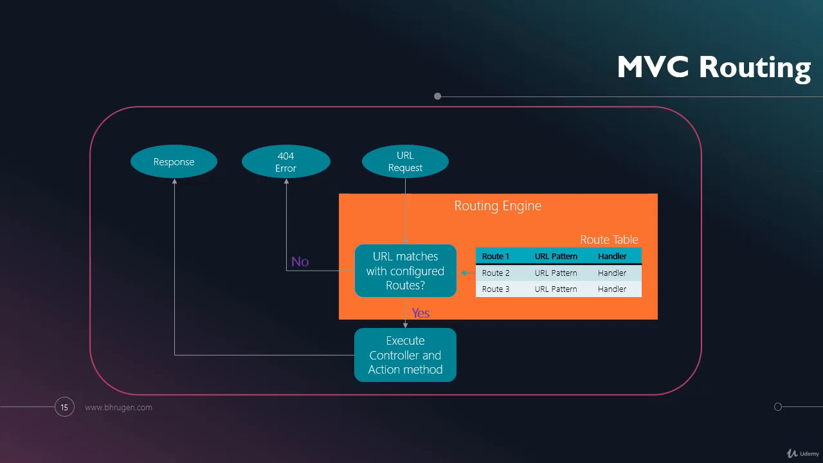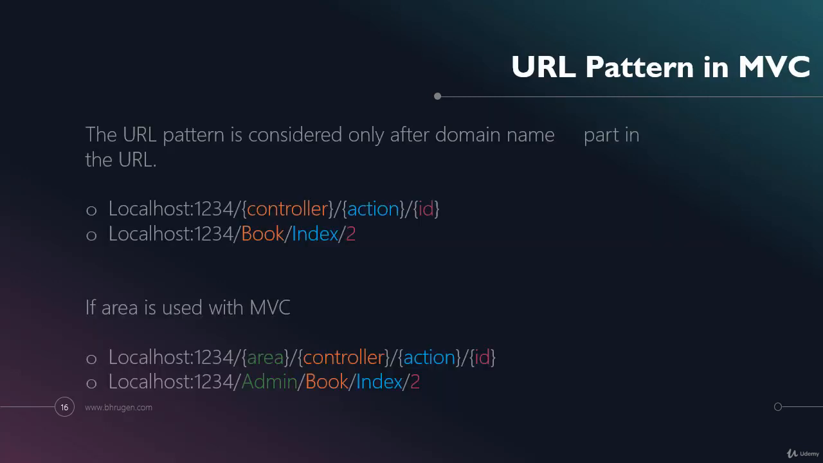That will be an overview of how the route engine and the URL pattern works. Let's take a look at a few examples so we can understand this further. Here we have two examples and you can see I have highlighted the path. The first path is localhost:1234/book/index/2. By default, the first one after the localhost is the controller name, followed by the action and an ID. ID can be an optional field.